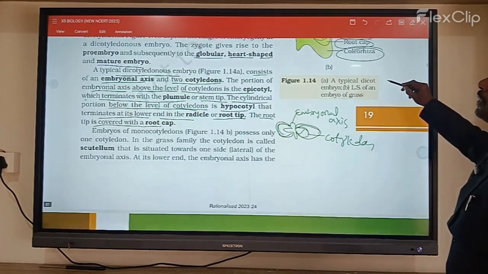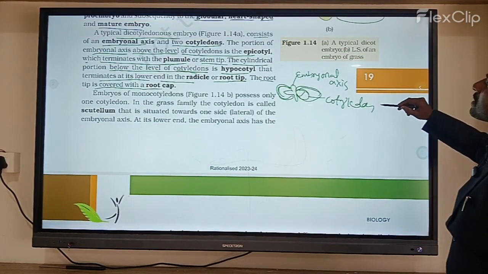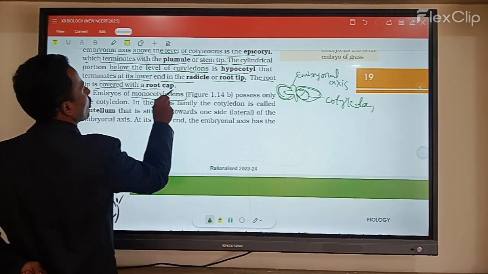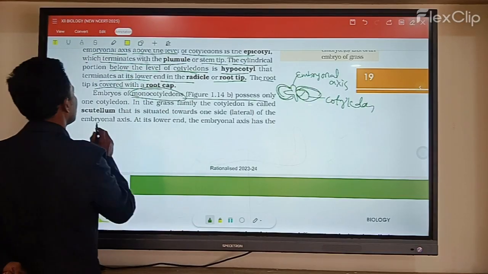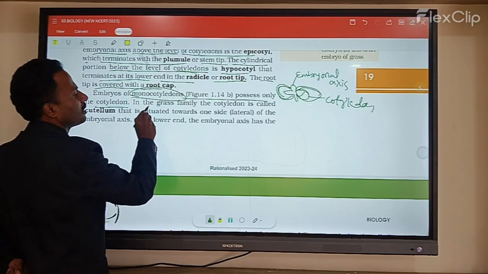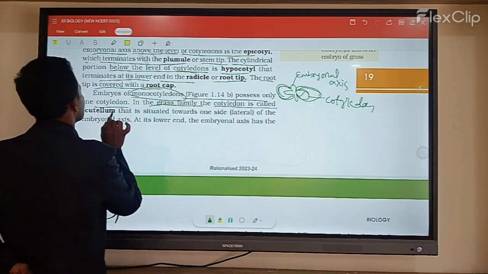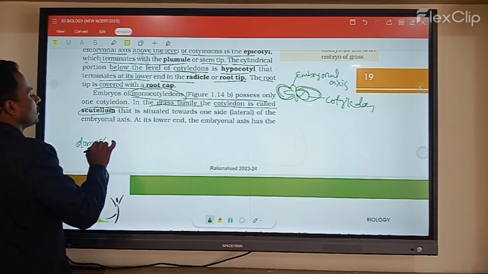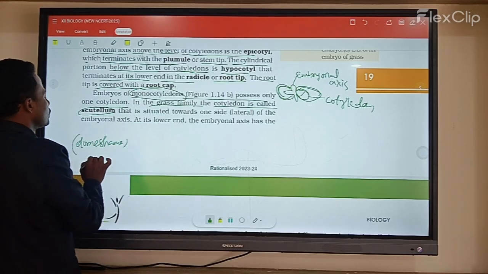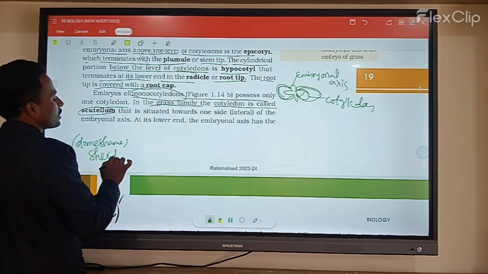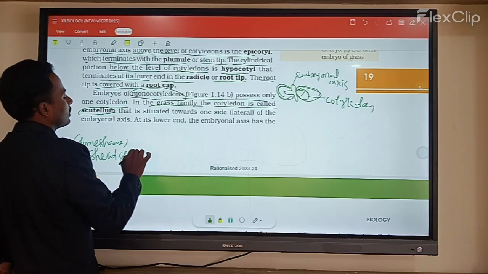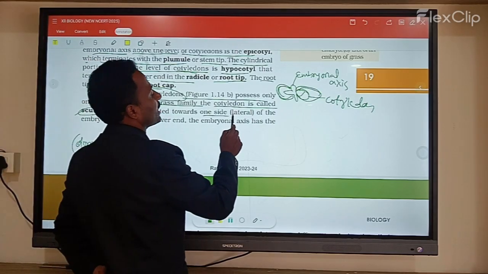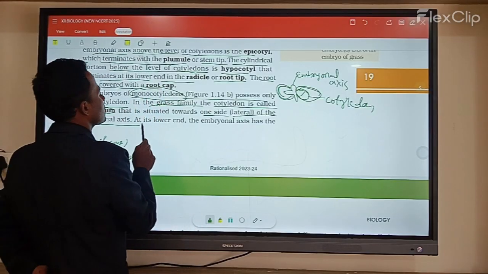The embryos of monocotyledons possess only one cotyledon. When you observe monocotyledons, what do they possess? Only a single cotyledon is present. Like in the grass family, the cotyledon is called the scutellum. In grass, it is dome shaped, or shield shaped. This shield-shaped structure is called what? Scutellum. It is situated towards one side, lateral to the embryonal axis.